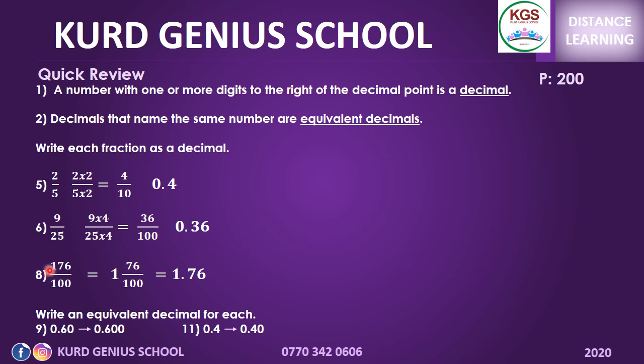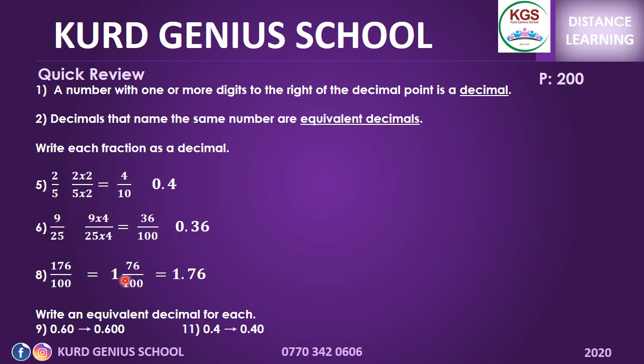Number 8, we have 176/100. First of all, this is an improper fraction. We have to change it to a proper fraction by division. There are several ways to do this, but in the previous lessons, I told you to do it by long division. So, if you divide 176 by 100, you will get 1 as the quotient and 76 as the remainder. So, it becomes 1 and 76 hundredths. So we have 1 in the whole number part and 76 hundredths in the fractional part.